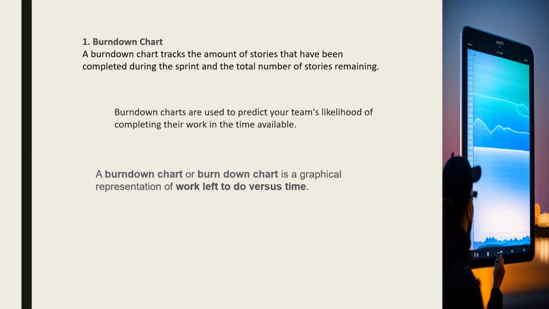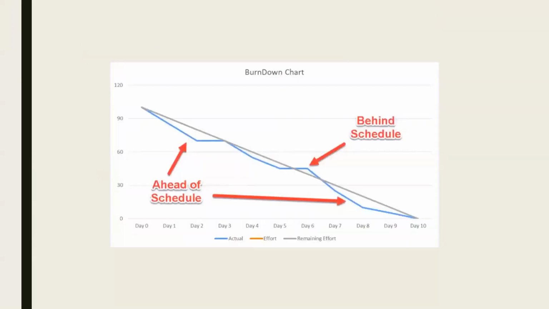A burn down chart is a graphical representation of work which is left to do versus time. Okay. So how much work is remaining, the burndown chart is going to talk about that. Once again, I repeat, the burndown chart says how much work is remaining to complete in a particular sprint. Now let us understand this particular graph.